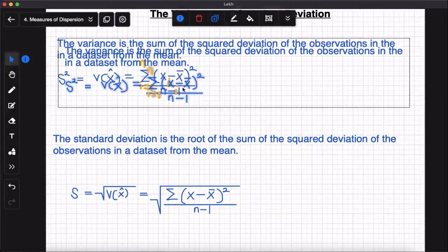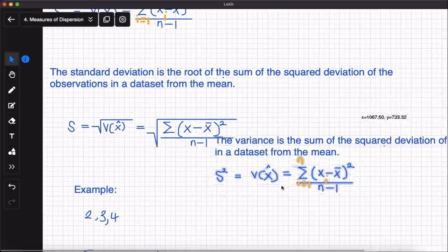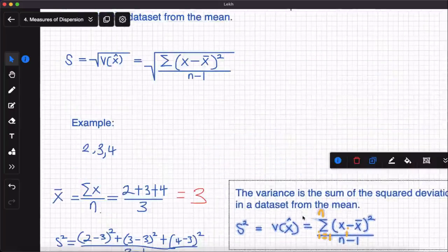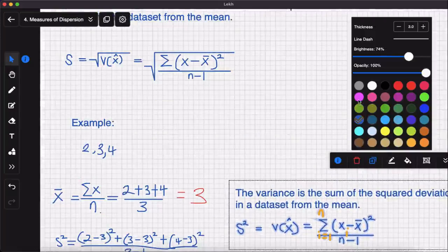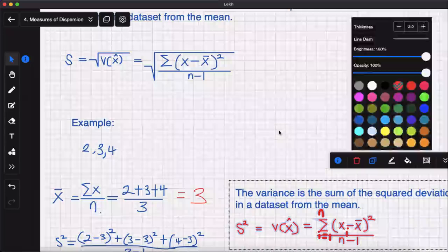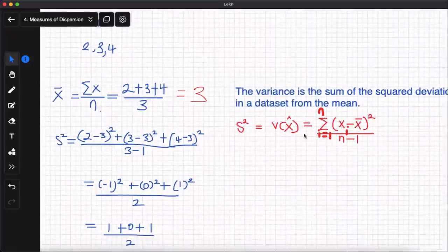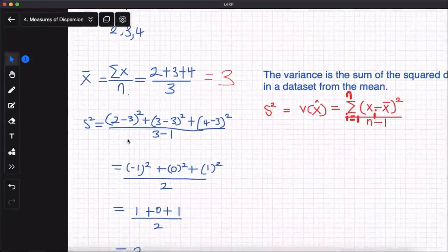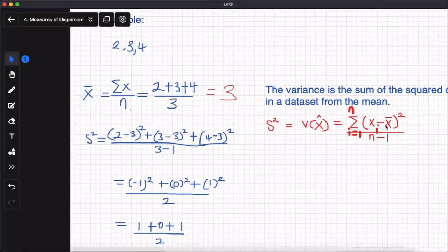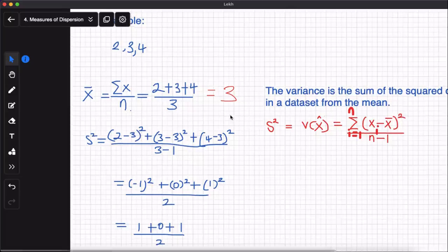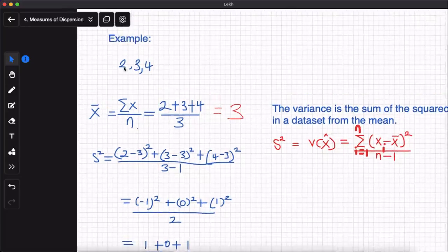I think making this red will really help us, so you can understand that it's not part of this. All right, the formula here is saying to take each observation, find the difference between that observation and the mean, and square that difference. So that's what we are doing here: 2 minus 3 squared plus 3 minus 3 squared.